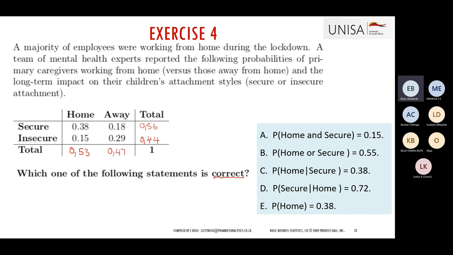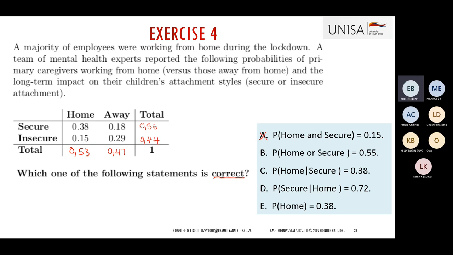You don't have to calculate this one. Just look at the contingency table. Tell me, home and secure. It's false. This is not true. It's incorrect. The probability is 0.38. Can you see that? That is the probability you're looking for.